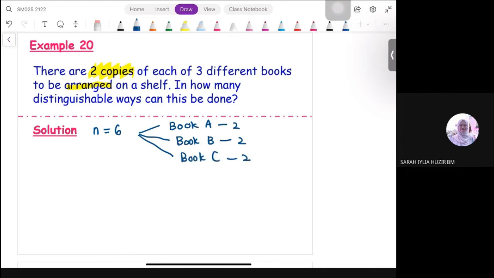So how many way can we arrange them? So 6 factorial, because we have 6 books, divided by repeated item, identical book. We consider this as an identical because dia kata copy kat situ, photostat lah kan. So 2 factorial times 2 factorial times 2 factorial. Kita bahagikan dengan kopi-kopi yang ada tu. Alright, so here our answer should be 90.